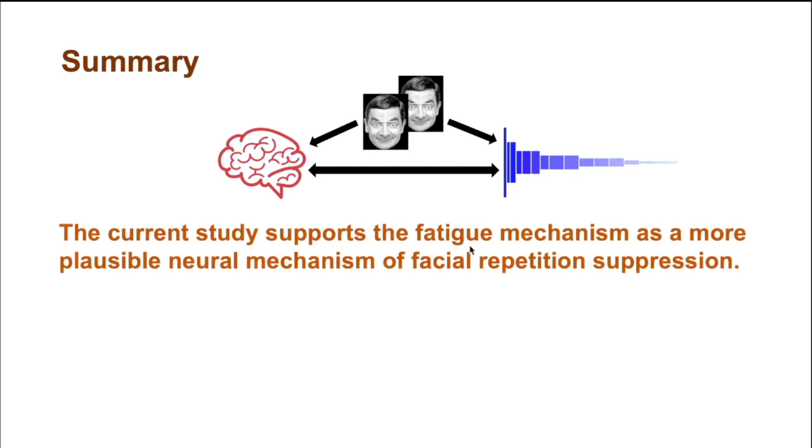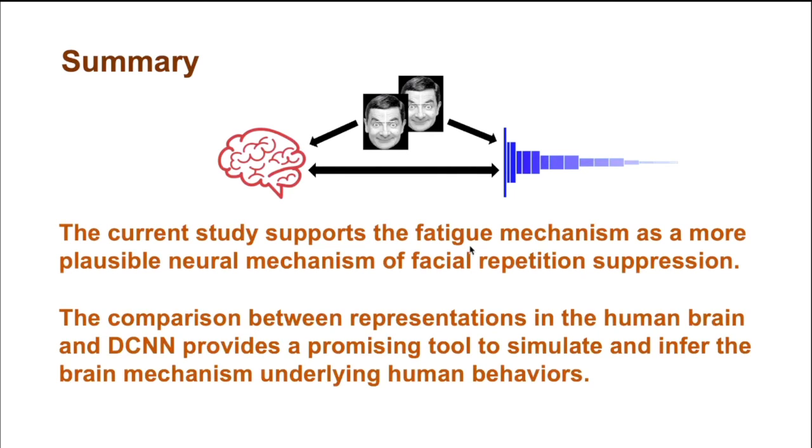In summary, the current research supports the fatigue mechanism as a more plausible neural mechanism of facial repetition suppression, and the comparison between representations in the human brain and hierarchical DCNN provides a promising tool to simulate and infer the brain mechanism underlying human behaviors.